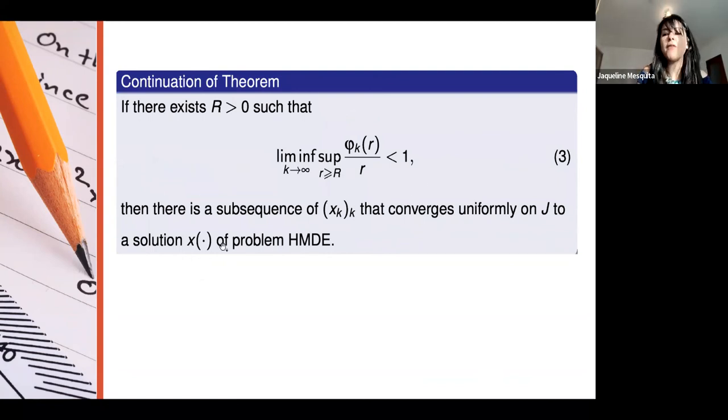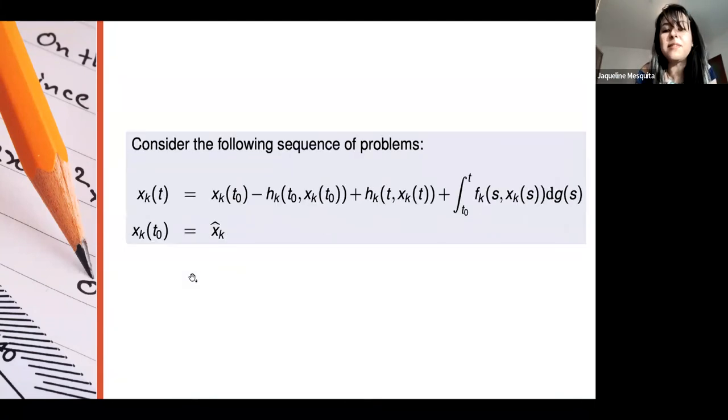So we have the limiting problem, and we can find a subsequence of solutions of our problem that converges uniformly to the solution of our problem. And this type of result is very nice, especially because here we are dealing with measure equations. And if we consider a G_k here, it's also possible to extend if we assume that G_k goes to G.